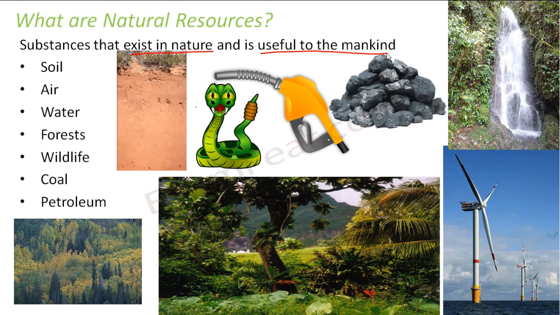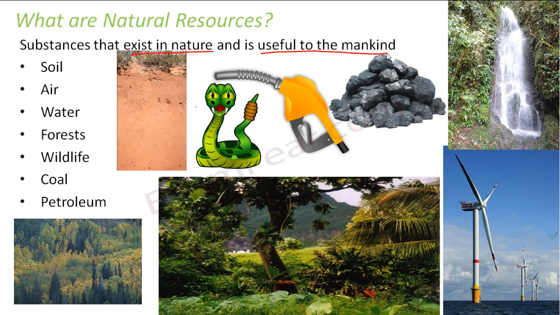Similarly, forests are the best supplier of wood, with the help of which we construct so much furniture and other things. Coal and petroleum we have already discussed in our previous lesson on fossil fuels. We have seen how they help in generating a tremendous amount of energy, which is useful in generating electricity and for other purposes like cooking. So these are some of the natural resources.